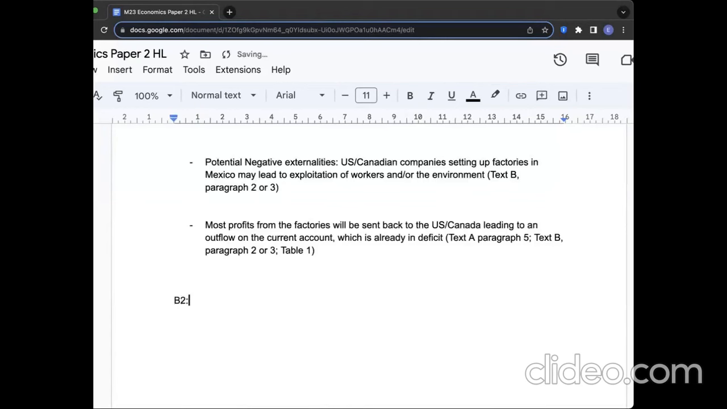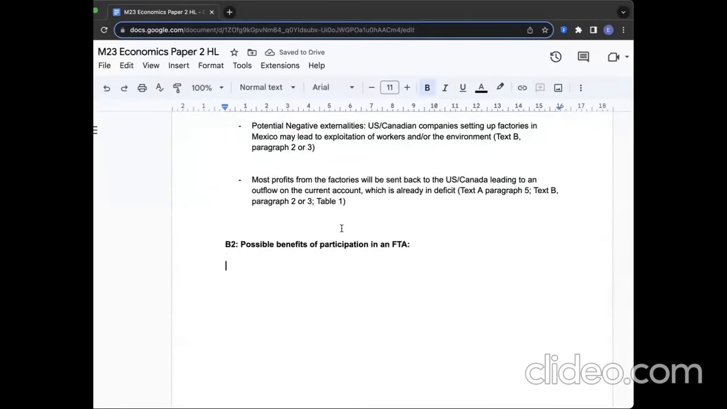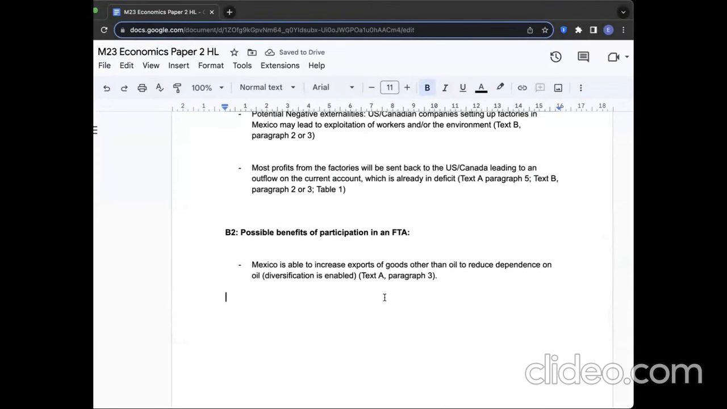Nonetheless, I want to be more objective. I'm not going to deny the possible benefits of participating in this FTA. First of all, one potential benefit that the country can enjoy is that it is able to increase exports of goods other than oil, because the country has been focusing too much on oil exports. So it can diversify the export items, which is good news. And with the same logic, we can say the country can gain a surplus on the balance of trade since it is able to increase exports, which means it's going to improve the current trade deficit.